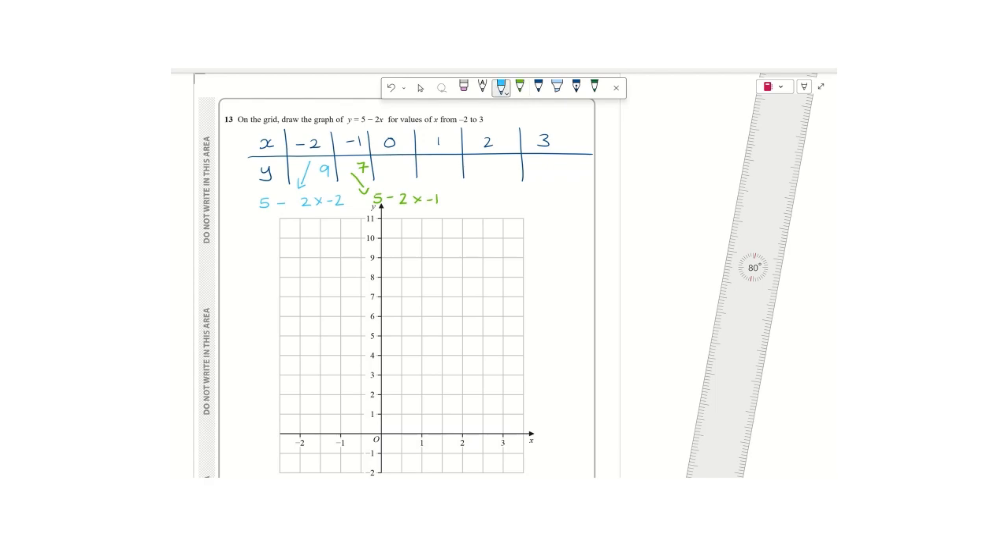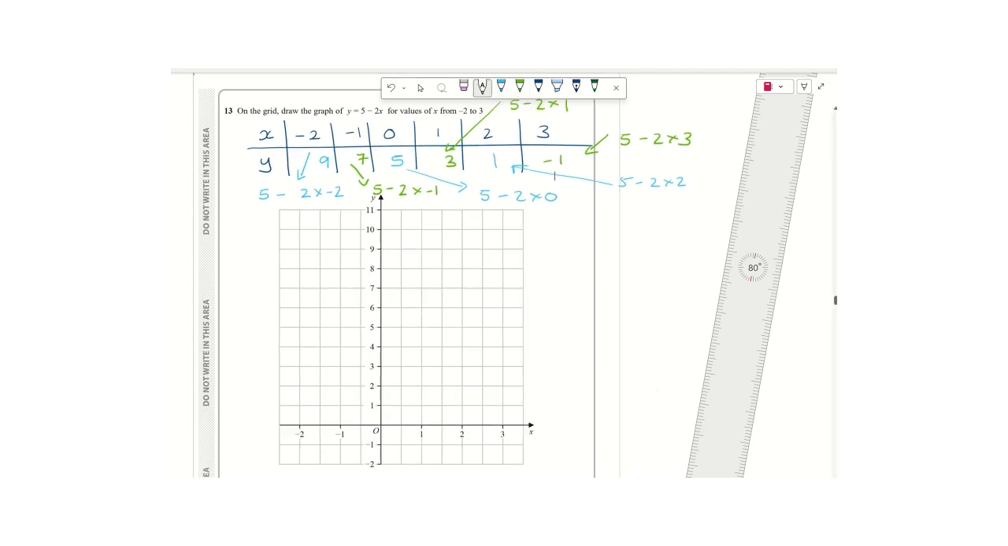And then I'm going to keep doing the same. So I've got 5 take away 2 times 0, which will give me 5. I've got 5 take away 2 times 1, which will give me 3. I've got 5 take away 2 times 2, which will give me 1. And then I've got 5 take away 2 times 3, which will give me -1.